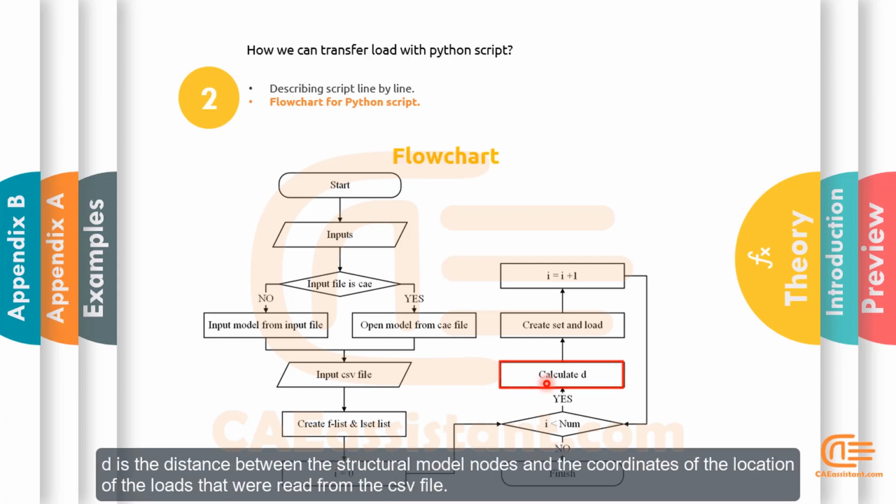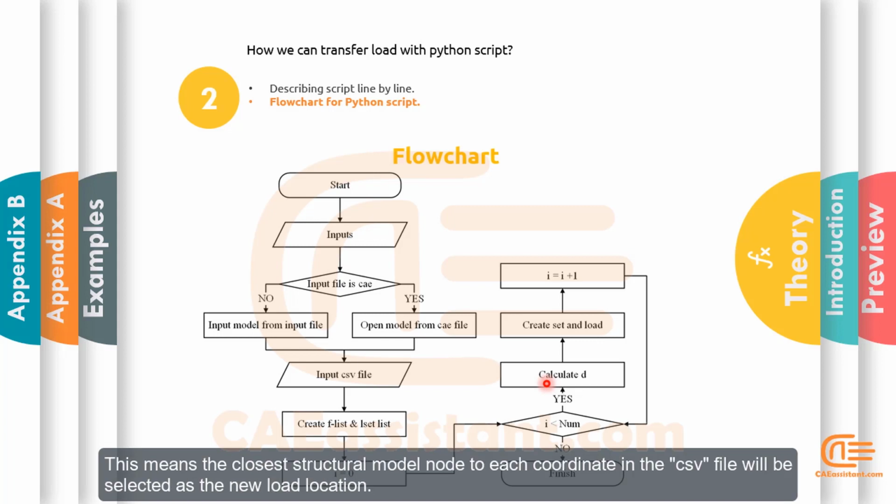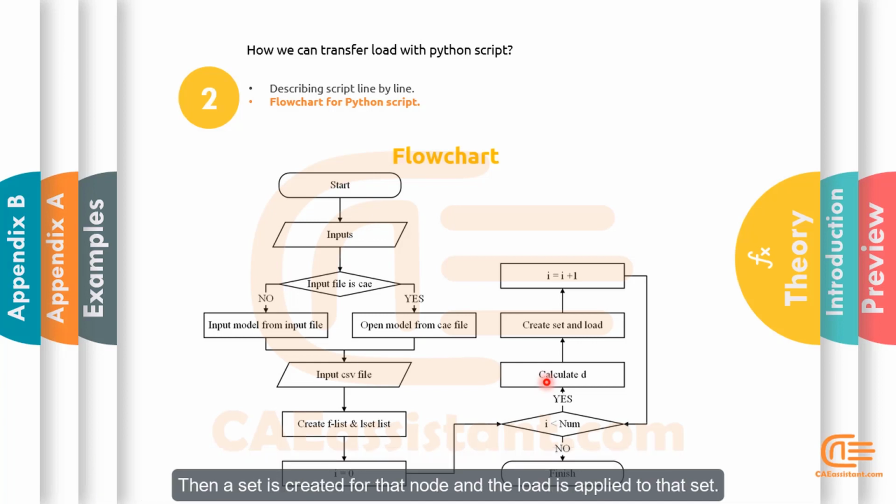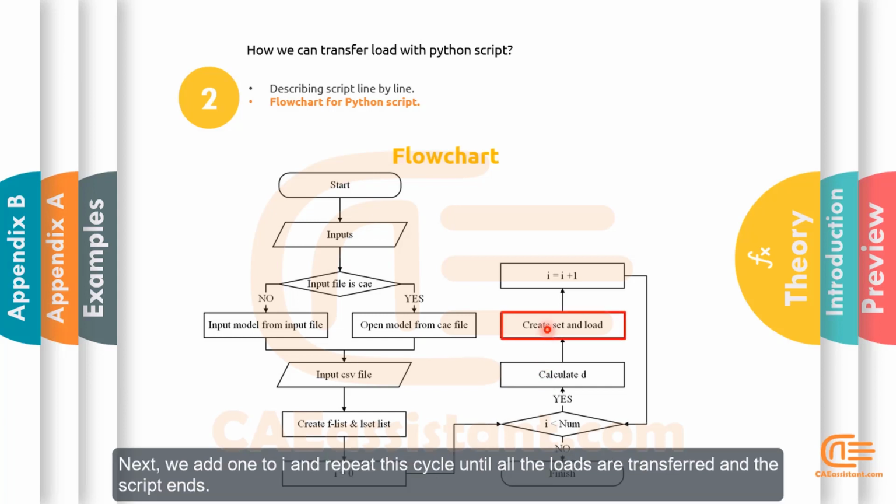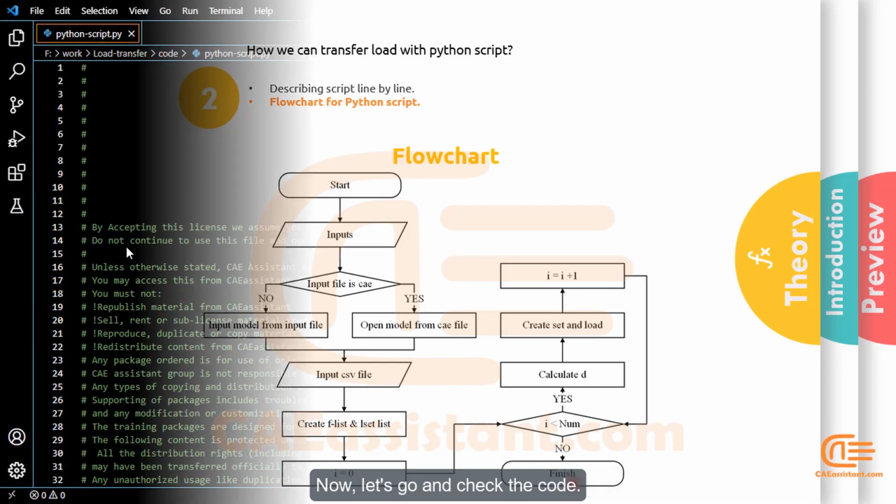D is the distance between the structural model nodes and the coordinates of the location of the loads that we read from this CSV file. This means the closest structural model node to each coordinate in the CSV file will be selected as the new load location. Then a set is created for that node and the load is applied to that set. Next, we add 1 to I and repeat this cycle until all the loads are transferred and the script ends. Now let's go and check the code.